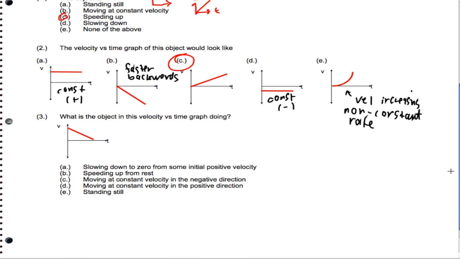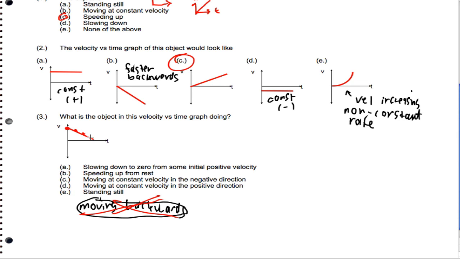Now, what is the object in this velocity versus time graph doing? Well, one of the things that people do after months of not studying this stuff is that they think that this means it's moving backwards. And that's completely wrong. It's not moving backwards at all. So moving backwards, that is the wrong choice. Wrong. Forget it.